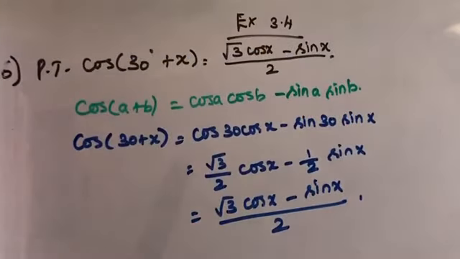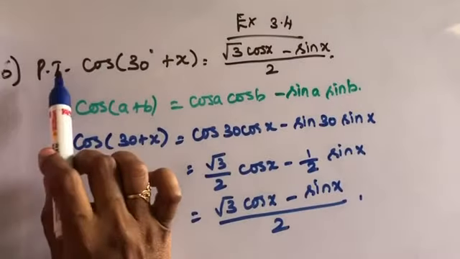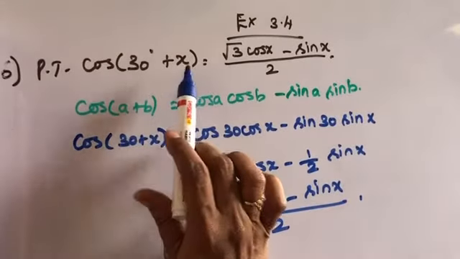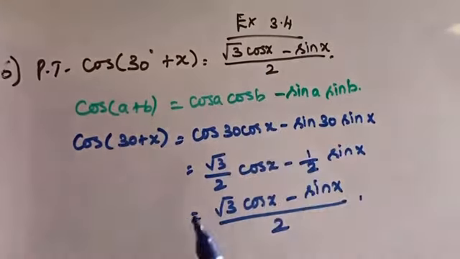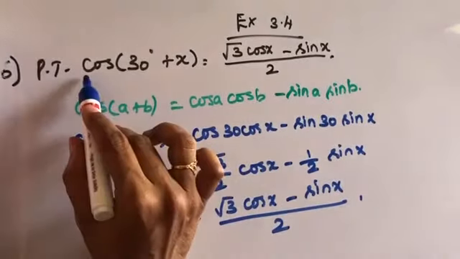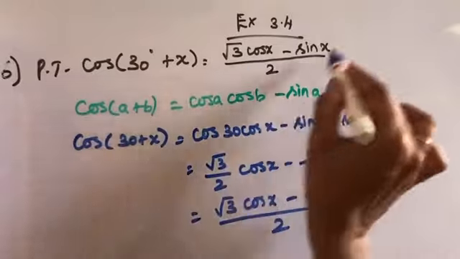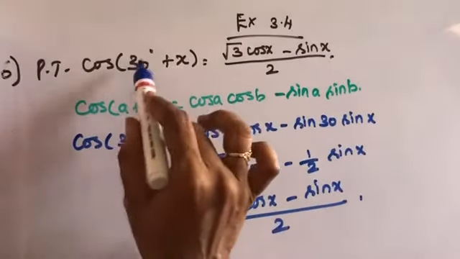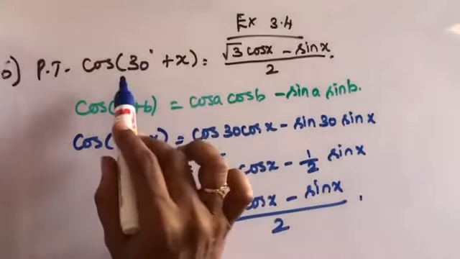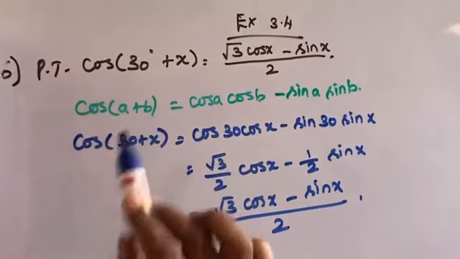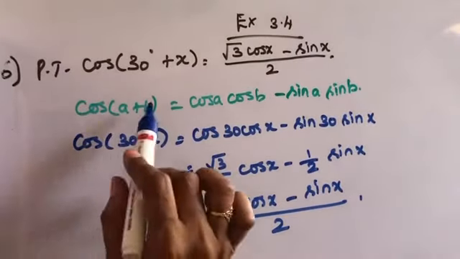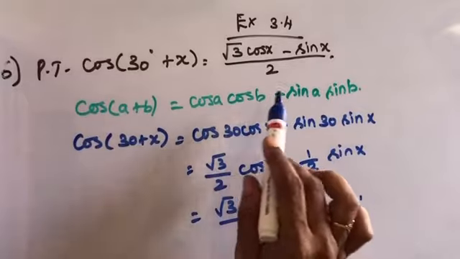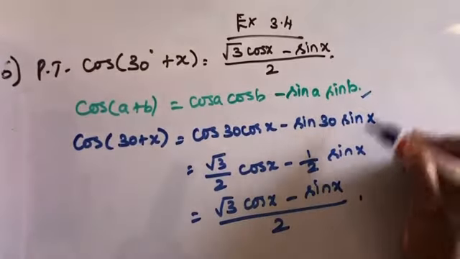Sixth problem in exercise 3.4, prove that cos of 30 degree plus x is equal to root 3 cos x minus sin x divided by 2. Here we have to prove this expression is equal to this. So, cos 30 degree plus x. Here we can use the cos A plus B formula. Cos A plus B equal to cos A cos B minus sin A sin B. This identity we are going to use.